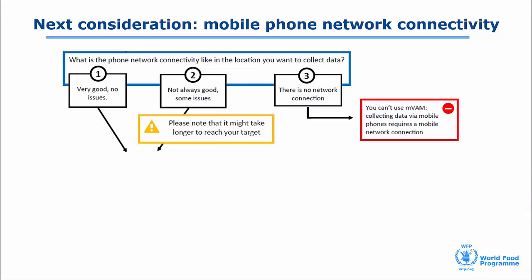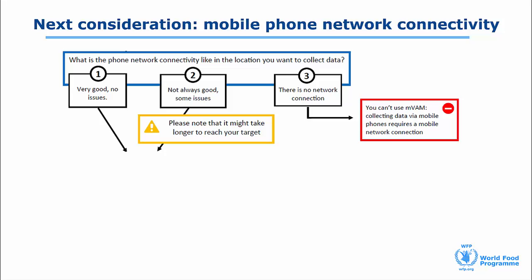Next, consider the quality and coverage of cell phone network connectivity in the location you want to collect data. If the network exists and service is consistent, then mVAM may be viable. If the network exists but service is variable, then you should note that it might take longer to reach your target sample. If there is no network connection, collecting data through mVAM will not be possible, as it requires a mobile network connection. Alternatives to mobile surveys include calling a small number of key informants on satellite phones.